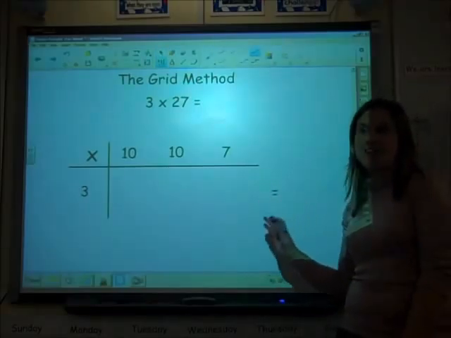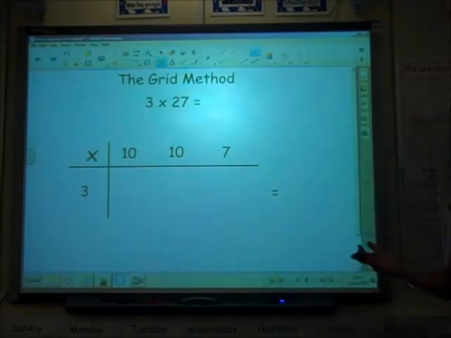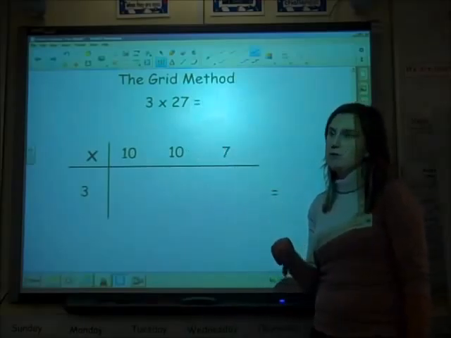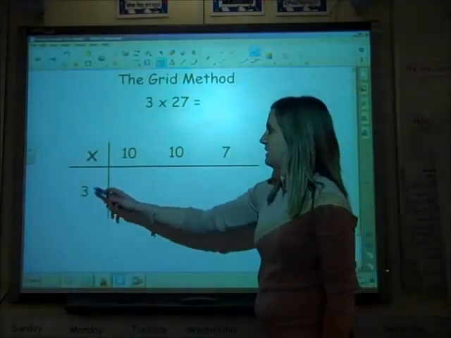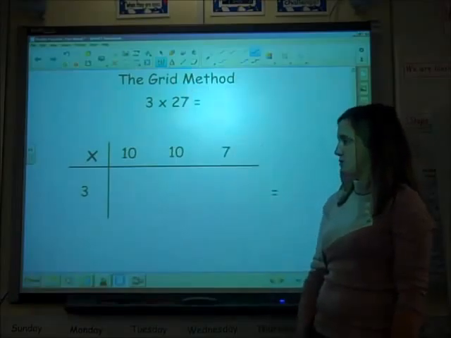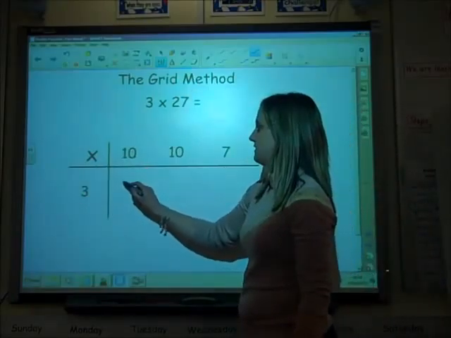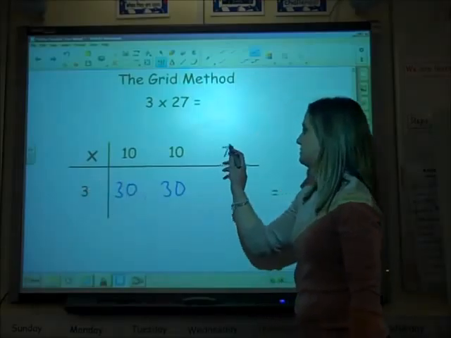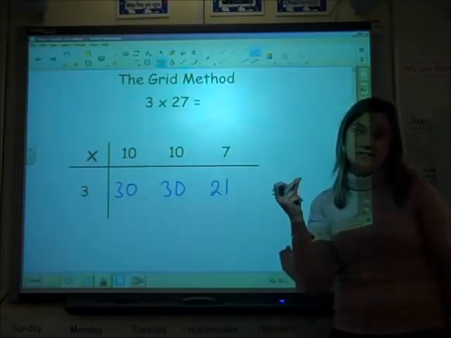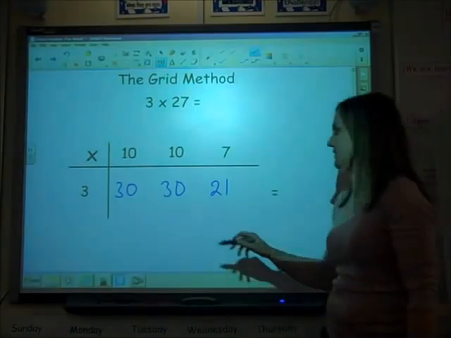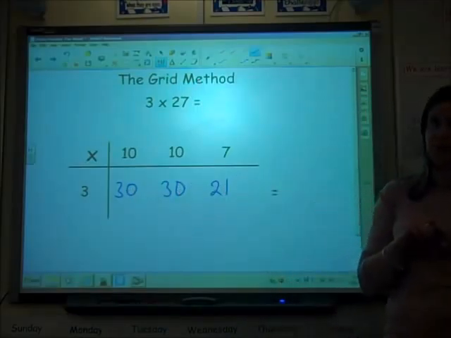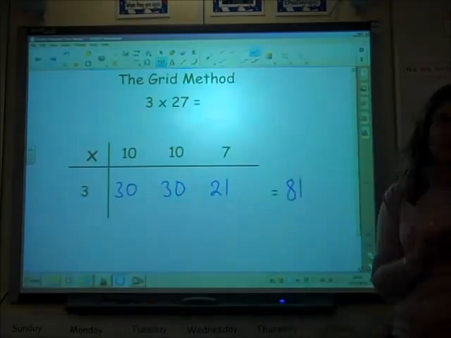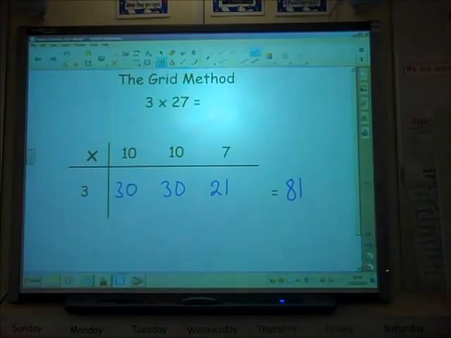Basically, this is where our partitioning, again, is really coming in handy. We need to partition to be able to do this. We partition the larger number, and we multiply it by the 1-digit number. So we say, we've got 10 and 10 and 7. That's obviously our 27. 3 times 10 is 30, 3 times 7 is 21, so why they need to know their tables quite quickly, and then because their mental addition is very good by now, they can say 30, 60, 81. And that is how we teach multiplication.